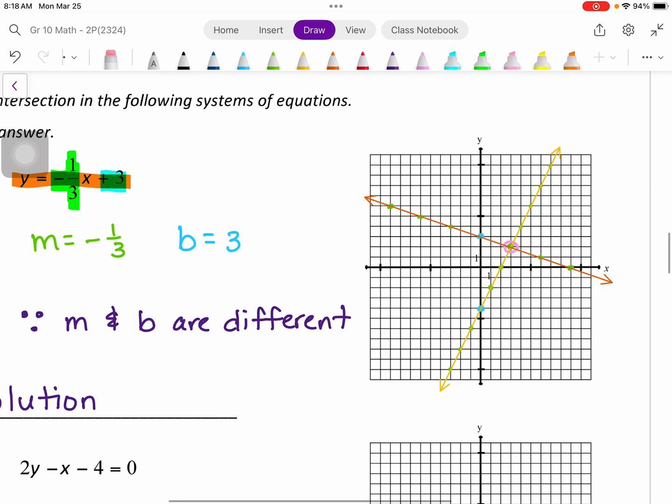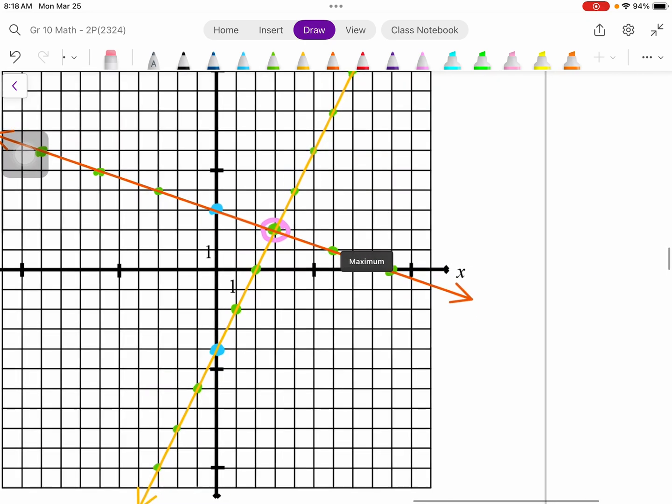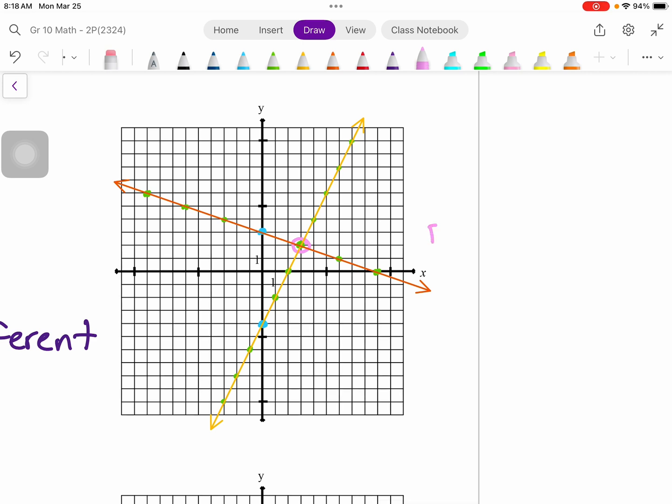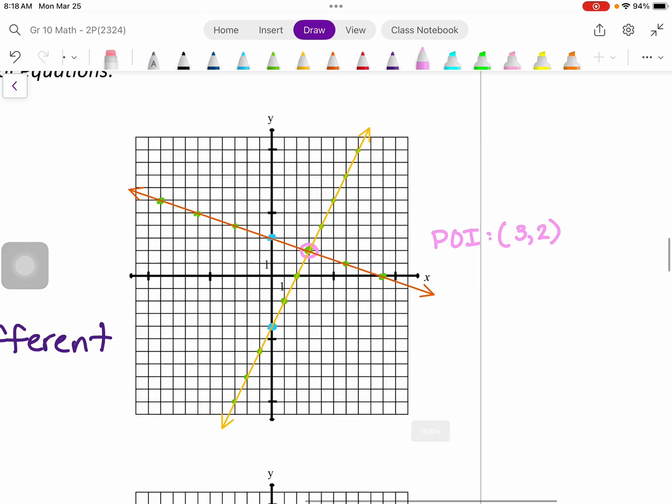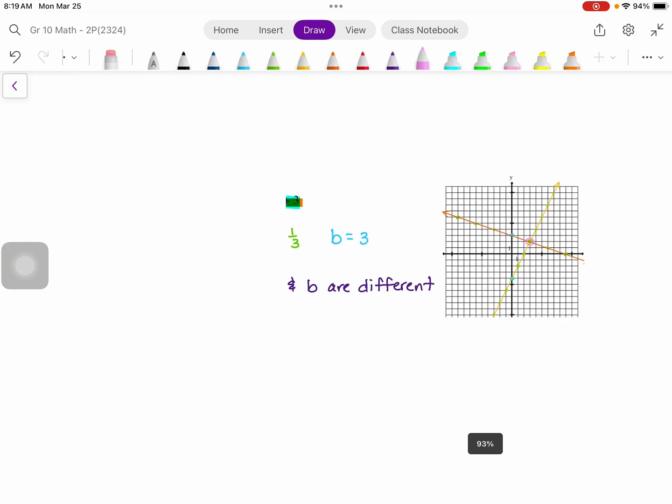Okay, so I can see that my prediction was correct. There is one point where these two linear relations intersect, and so there's one solution or one point of intersection. I can identify the coordinates of the point of intersection, so I can say POI, or point of intersection. So always x coordinate first and then y. So along the x, I'm at positive 3, and along the y, it's at positive 2. So this point is (3, 2) for the point of intersection. So there is one point of intersection. That was correct. And it happens at x is 3, y is 2.